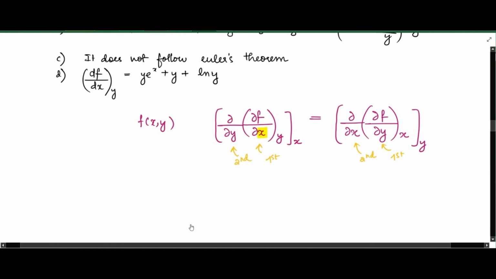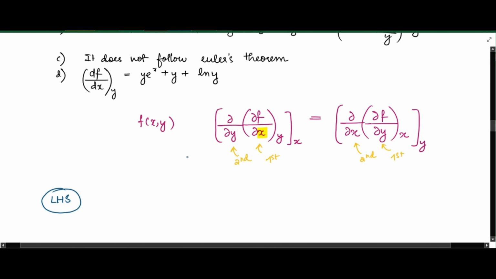So if the LHS and the RHS are equal, then you call it a state function, or it follows Euler's theorem. Is it okay? So let's start one by one, LHS, and then we'll try to do the RHS. Okay, so first LHS.